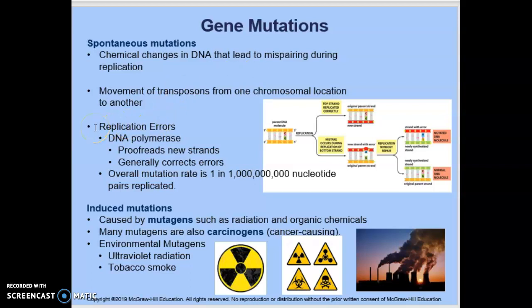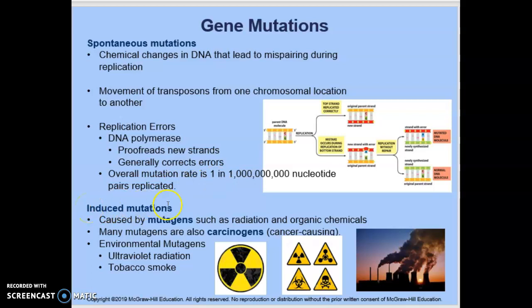And then you could also have replication errors. We kind of talked about this earlier when we talked about replication, where DNA polymerase builds new strands, it also proofreads new strands, and usually it corrects its errors, but sometimes it doesn't. Sometimes there's a mutation rate, and that rate is 1 for every 1 billion nucleotide pairs. So that's a lot, 1 in a billion. That rarely ever happens at all. However, if you think about how often replication happens, it happens more than you would think.